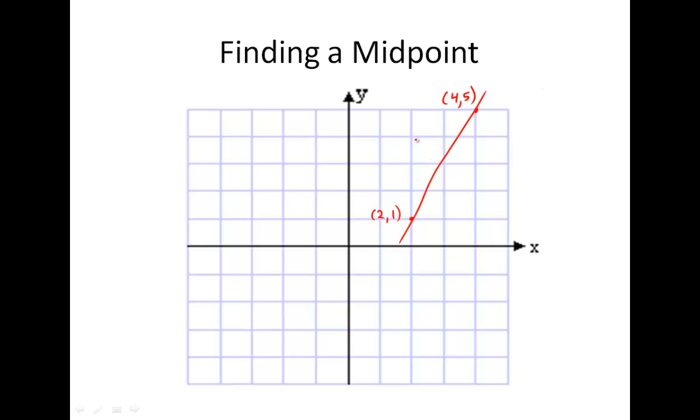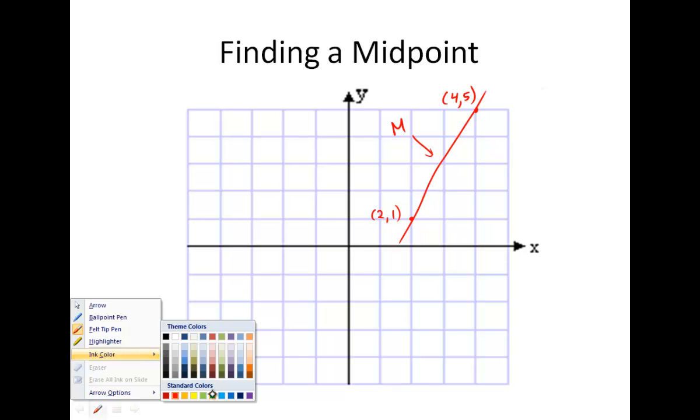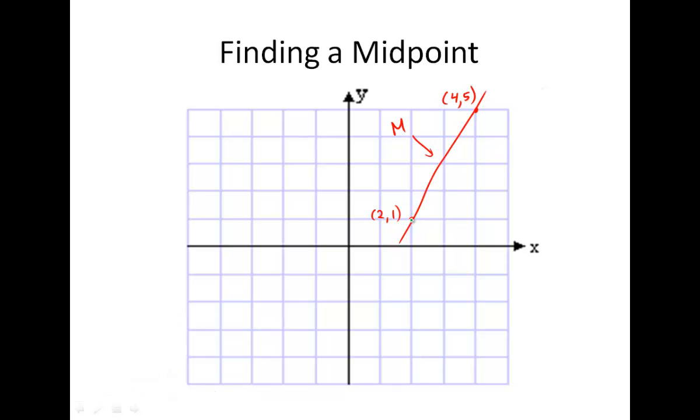So you may guess that the midpoint is somewhere exactly in the center there, but how do we find it precisely? Let's consider the horizontal portion and the vertical portion of the distance between these 2 points. In green, we're going to look at the x values. So the x values are 2 and 4. That gives us the horizontal distance between the x values.